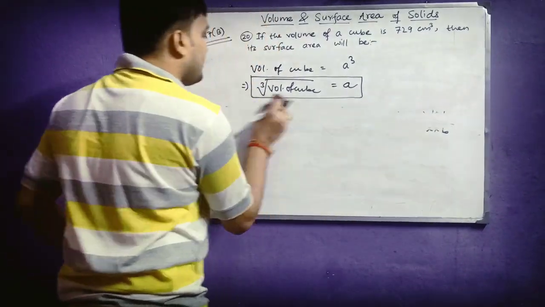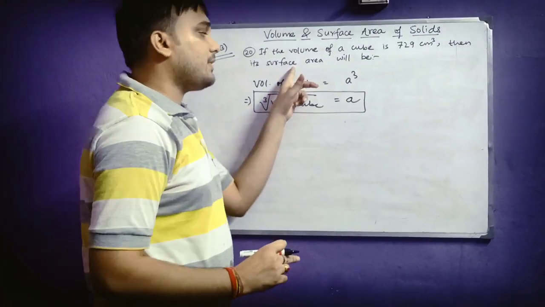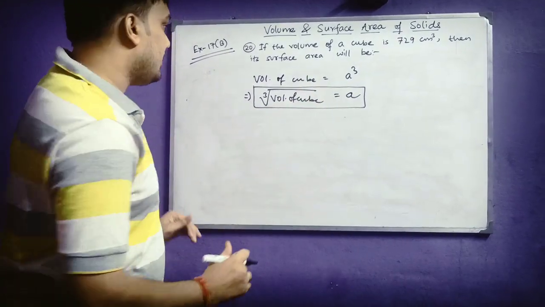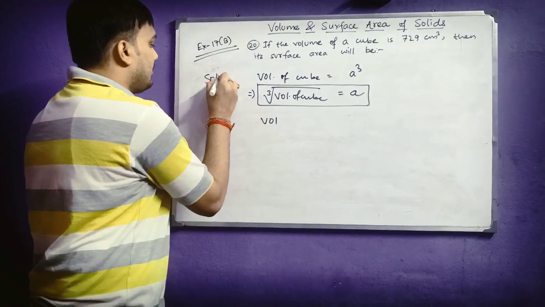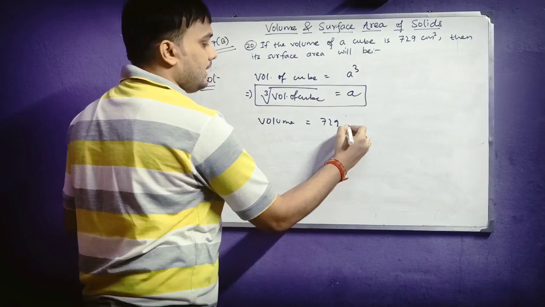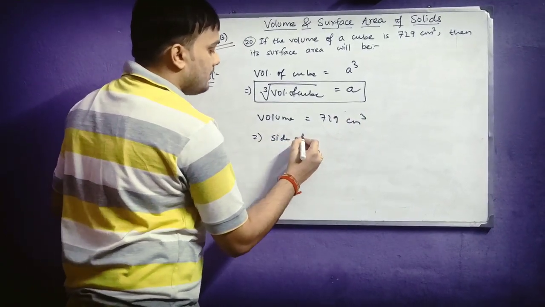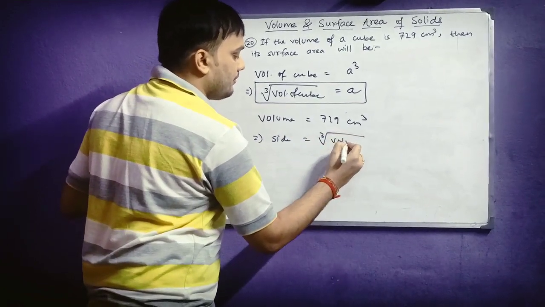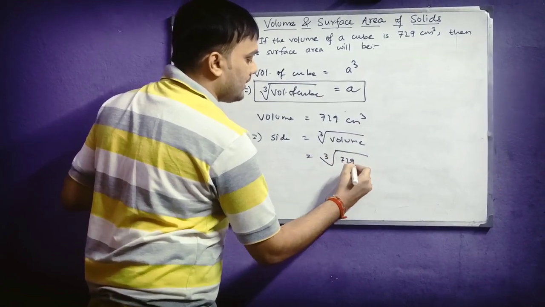So here, students, we will mainly apply this formula, because we are asked to find the surface area, and we cannot get the surface area unless we know the edge of the cube. In the question it is given that volume is equal to 729 centimeter cube. So obviously side, or edge, will be the cube root of volume, that is the cube root of 729.